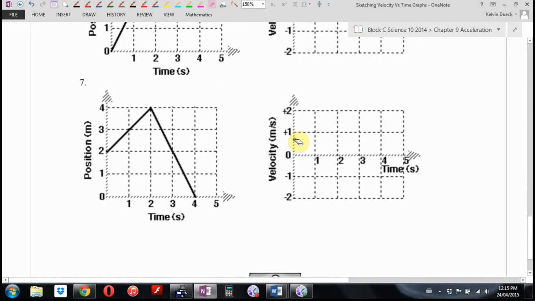Last one. For the first 2 seconds, how fast are we traveling? What's our slope here? 2 up, and how far over? So the slope here is 2 over 2. 1 over, so the velocity for the first 2 seconds is what, Taylor? Positive. What can you tell me about the velocity for this section? Positive or negative? Negative, so I'm going to be drawing down here somewhere.